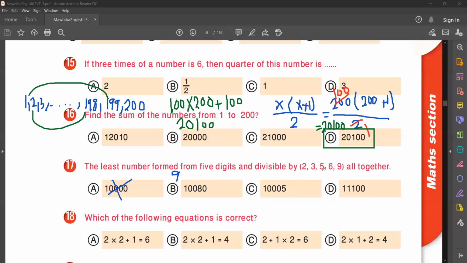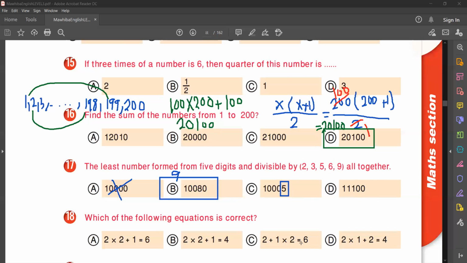Is it divisible by 5? Yes. Is it divisible by 6? Yes. Is it divisible by 9? No. So number B is not divisible by... The answer is B, right? Yes, divisible by 8 or by 9. So the answer is B. Because number C is not divisible by 2. Look here, the units digit is 5, so it is not divisible by 2. Here, not divisible by 9. So the answer is B, divisible by all of 2, 3, 5, 6, and 9.